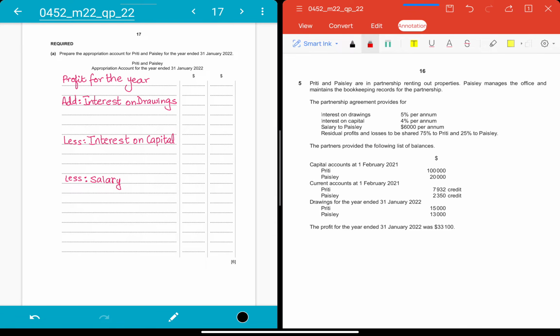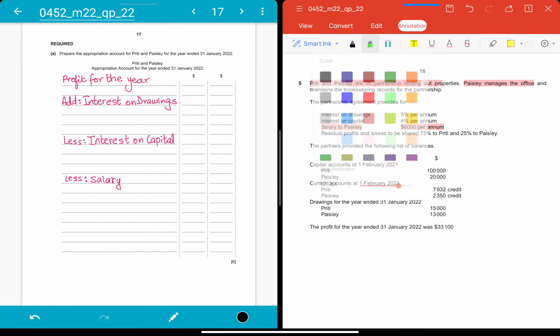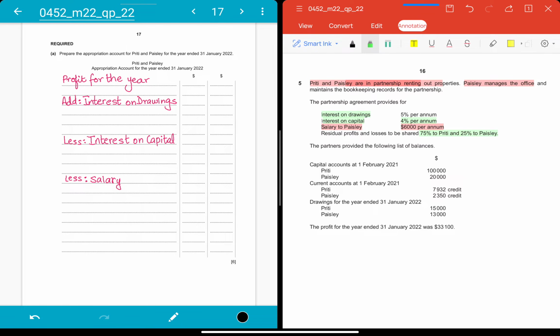So let's start. We have two partners, Preeti and Pesley, in partnership, and they are renting out properties. Pesley manages the office and also maintains the bookkeeping records for the partnership, for which she is also going to get a salary of 6,000. The partnership agreement will always provide the clauses. We have been given the clauses: interest on drawings, interest on capital is 4%, and the profit and loss sharing ratio is 75% to 25%.